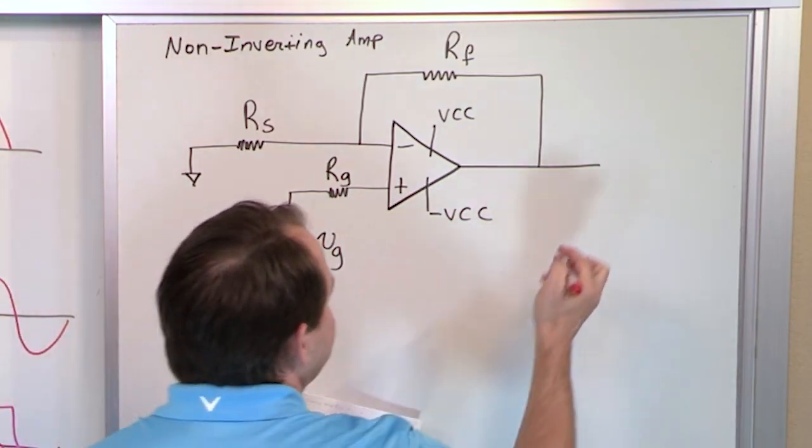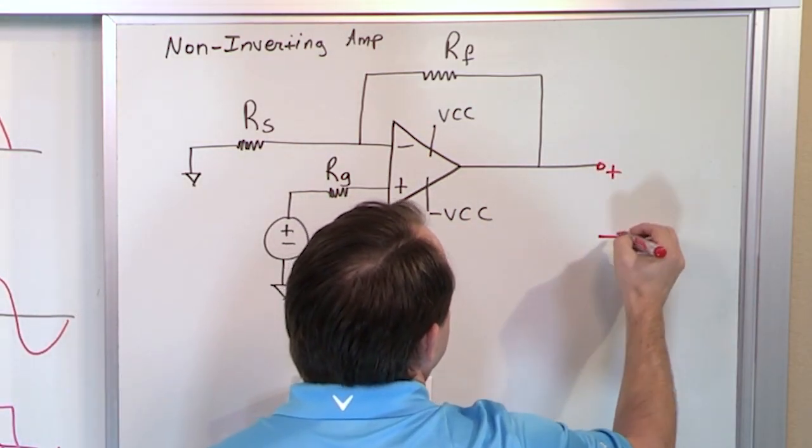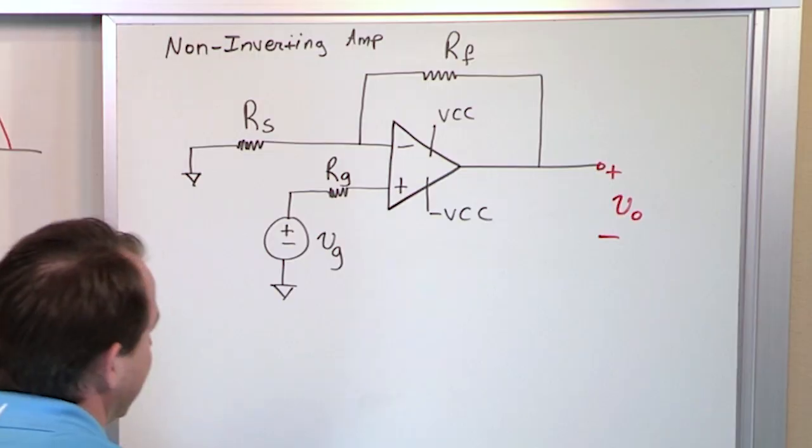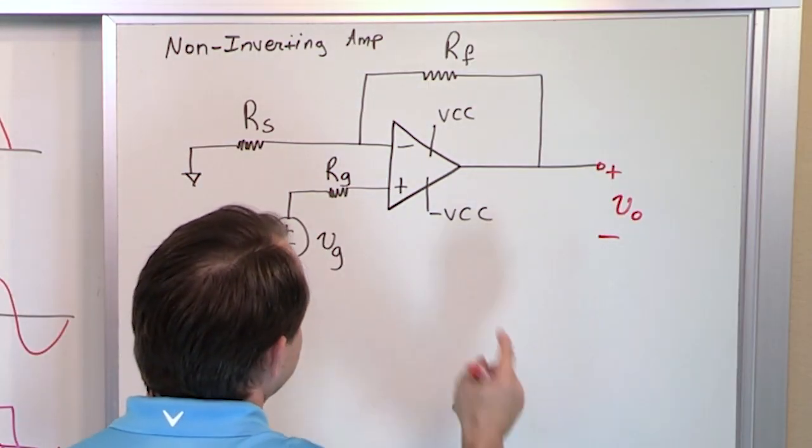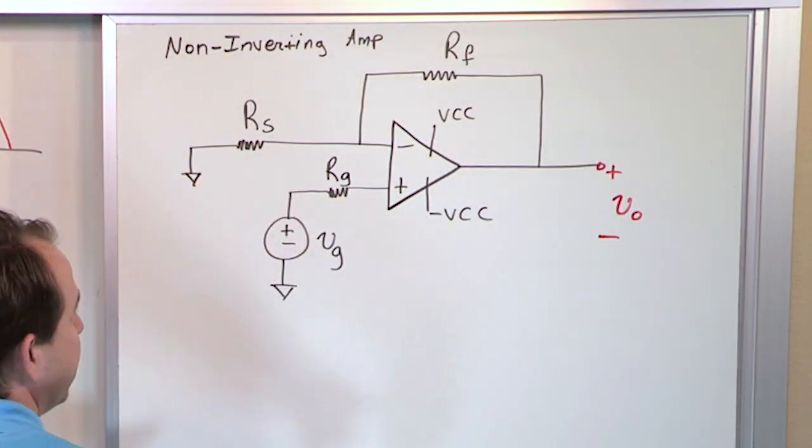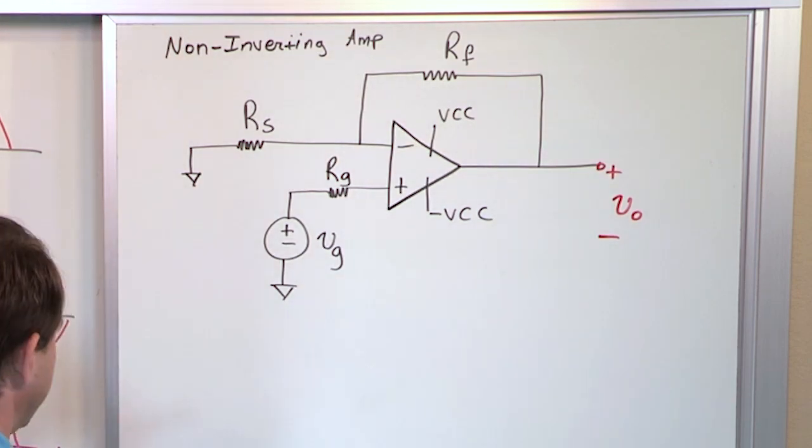First of all, the output is tapped right here. We call it V out. That's not terribly unusual. It's coming off the output like this. It could be a resistor that is across as well.